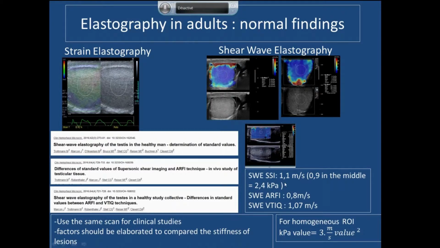according to the scanner you use, whether it is shear wave elastography with ultrafast imaging, RF, or virtual touch tissue quantification. So for clinical studies, you have to use the same scanner, and we have to elaborate some factors in order to compare the stiffness, especially for the lesion. It's also now well known that the peripheral tissue is stiffer compared to the middle, and the hilum also demonstrates a high stiffness.